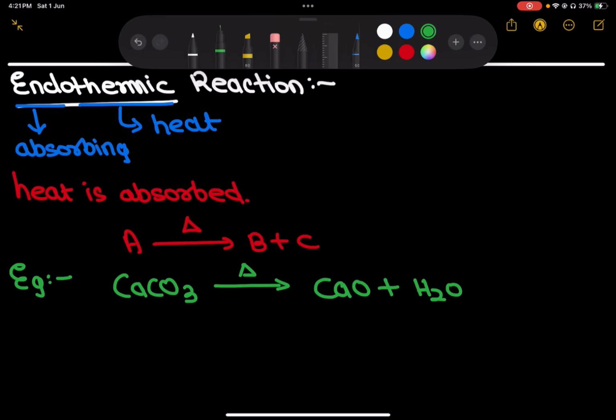Simple enough. Also, one more factor is that decomposition reactions are endothermic in nature. Most of the combination reactions are exothermic, and most of the decomposition reactions are endothermic. Okay, most, not all, most. So you might remember the FeSO4 reaction or the Pb(NO3)2 decomposition reaction. In all of those, you might have noticed a delta sign on the arrow. That means they are endothermic in nature.